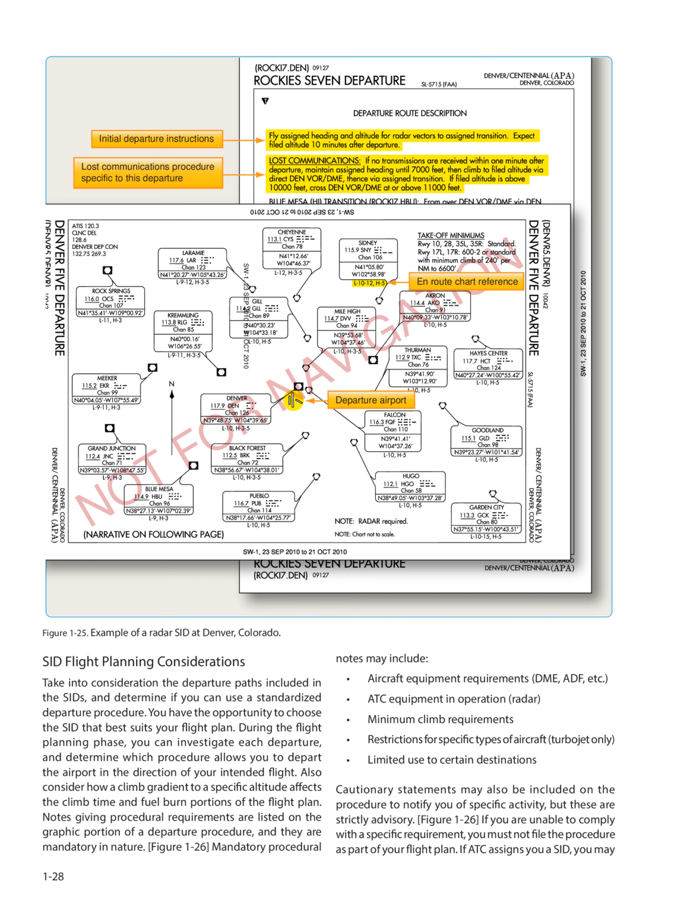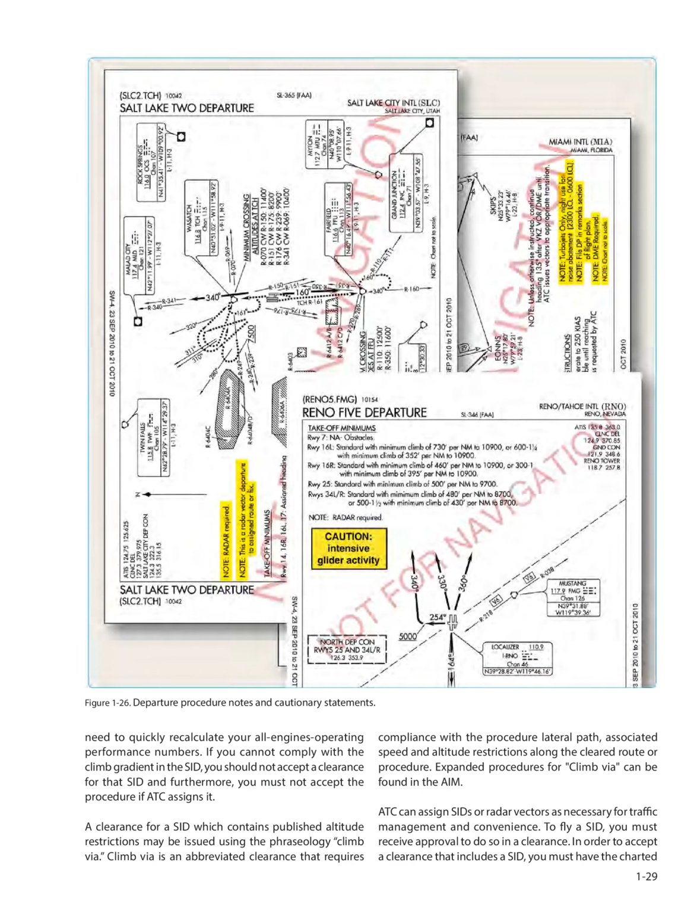Figure 126. If you are unable to comply with a specific requirement, you must not file the procedure as part of your flight plan. If ATC assigns you a SID, you may need to quickly recalculate your all engines operating performance numbers. If you cannot comply with a climb gradient in the SID, you should not accept a clearance for that SID, and furthermore, you must not accept the procedure if ATC assigns it.